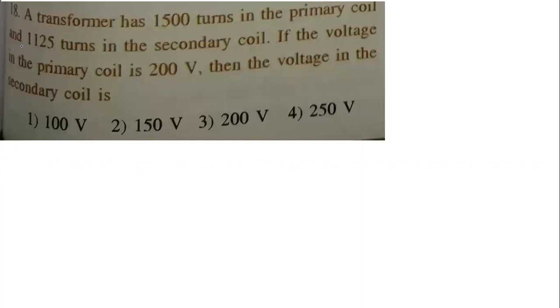Question 18. Again a transformer has 1500 turns in the primary coil, so it is NP, and 1125 turns in the secondary coil, let's say NS. If the voltage in the primary coil VP is 200, what is the voltage in the secondary coil? I'm giving you this as an assignment.